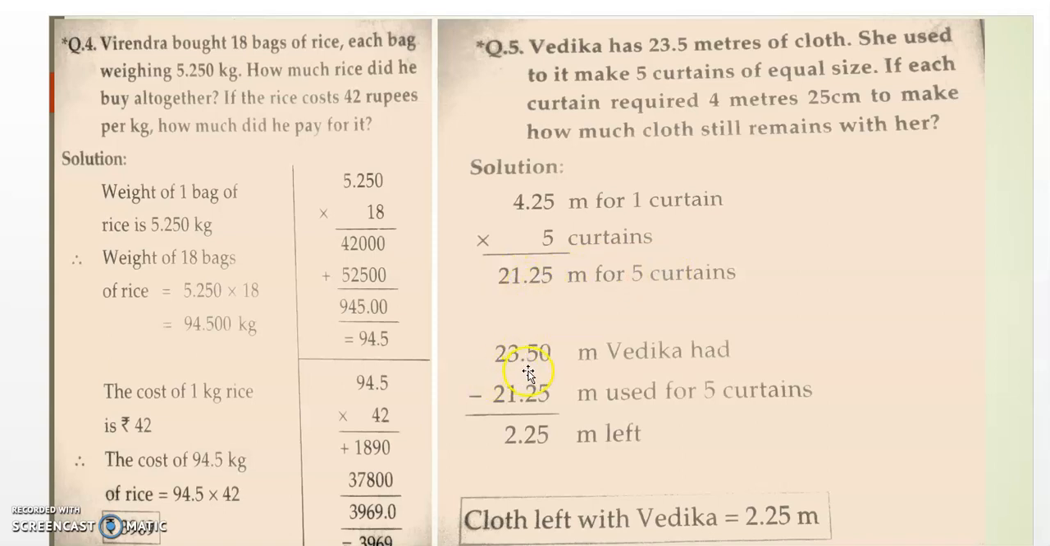Now she had 23.50, and she required 21.25. So how much is left? It is 2.25. Here you can see 10 minus 5, 5. Then afterward 4 minus 2, 2. Then 3 minus 1, 2. So like this you will be solving the sum.